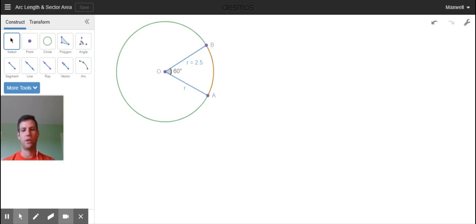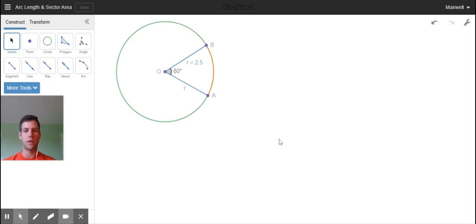We are starting out by looking at a circle in front of us with a central angle and a center point at O. That central angle is the angle BOA, and it is measuring 60 degrees. The radius of our circle is 2.5, and you have two different radius lengths drawn to the outside of the circle from the center point O.